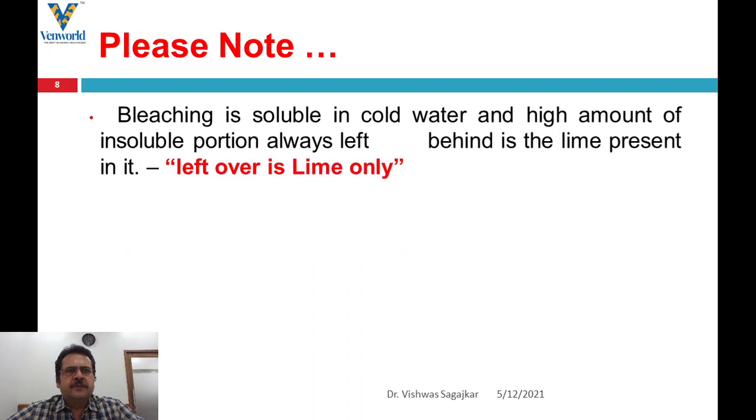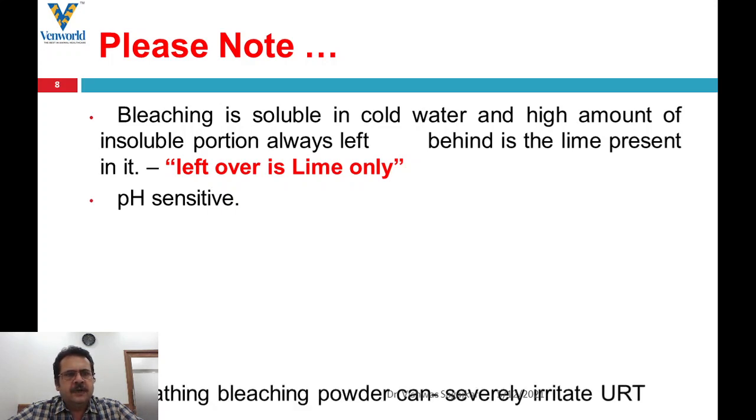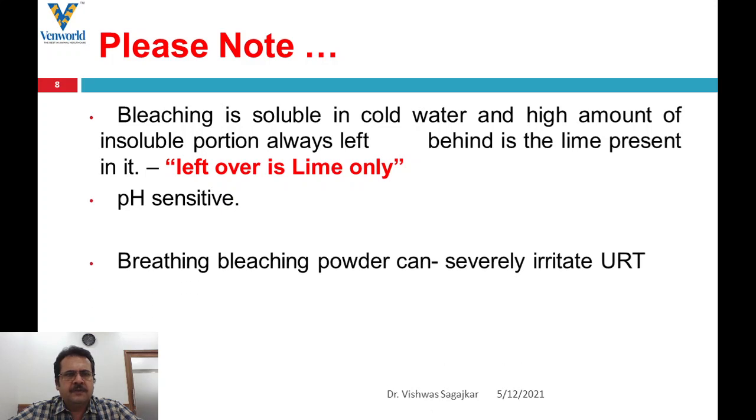Bleaching powder is soluble in cold water, and a high amount of insoluble portion is always left behind, which is the lime present in the bleaching powder. The leftover is lime only. It is pH sensitive. It has better efficacy in acidic water, and less efficacy in alkaline water or in the presence of hardness.